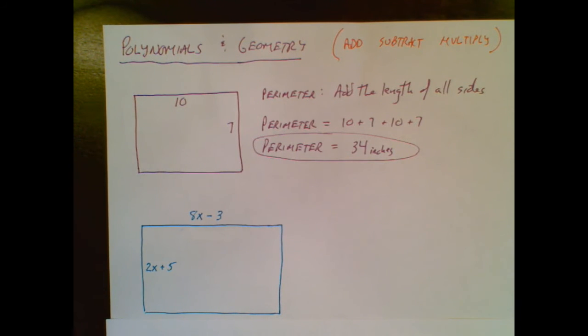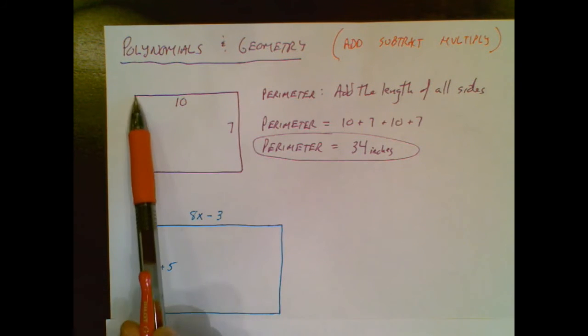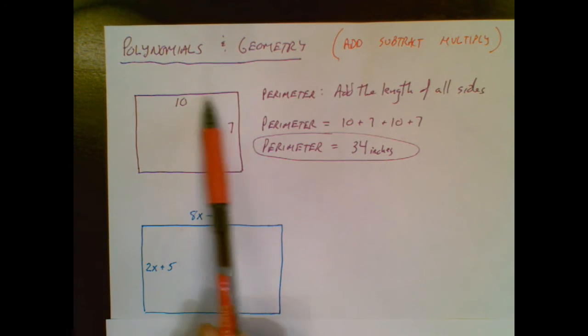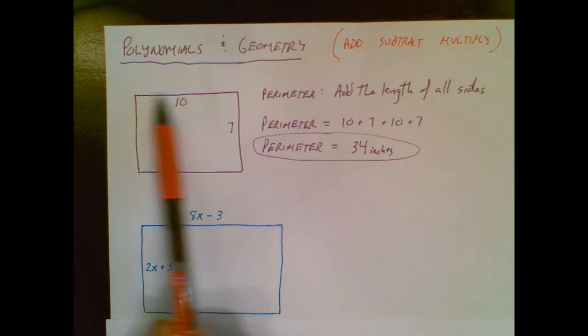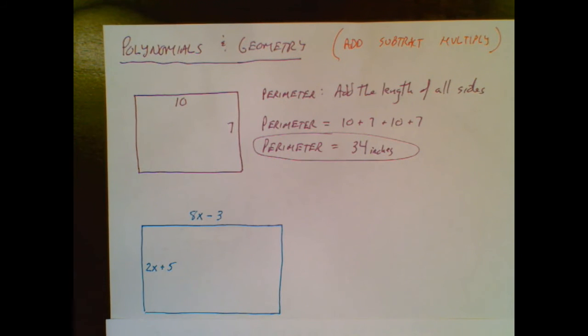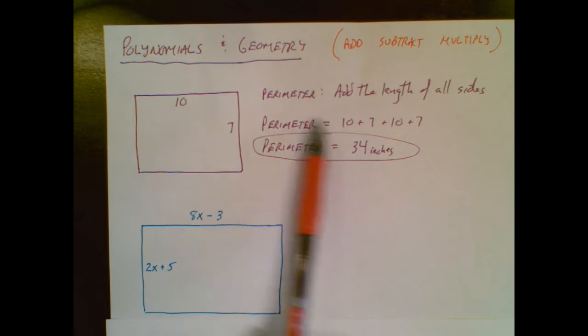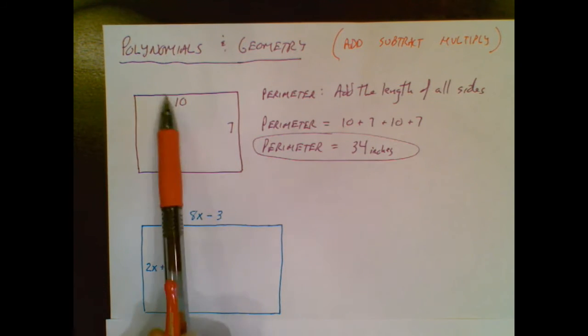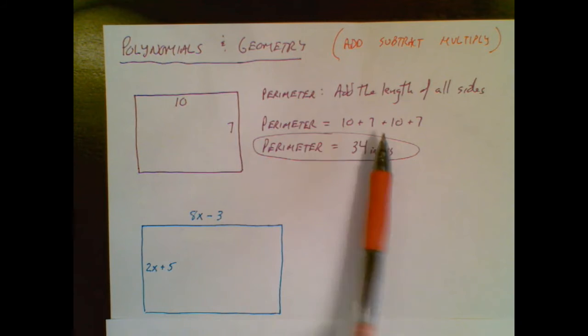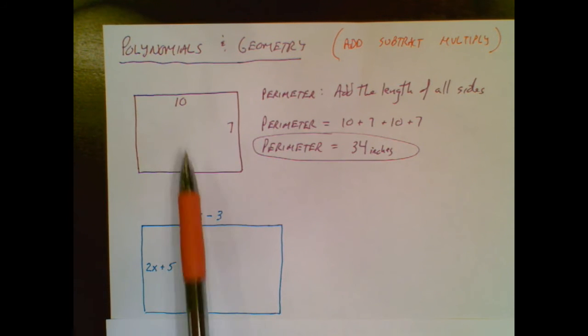Okay, so now let's switch the situation. Let's take the same situation, but now let's think about perimeter. Perimeter simply means add up the length of all the sides. So if you were going to construct this, how much board would you need to construct this rectangle? Well, if I'm doing perimeter, it's 10 plus 7 plus 10 plus 7, side plus side plus side plus side. Now you might know some shortcuts, like some people might say 10 plus 7 and then multiply by 2.